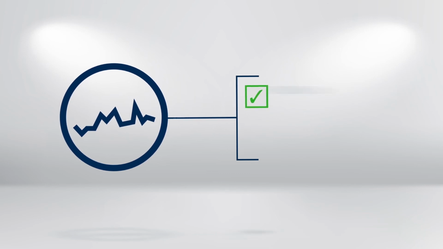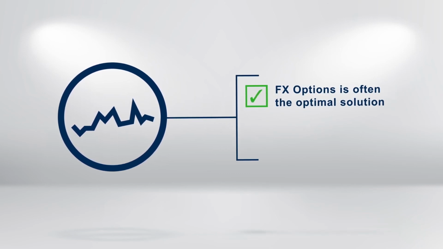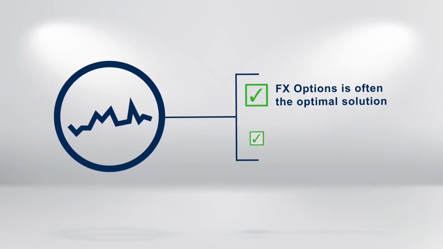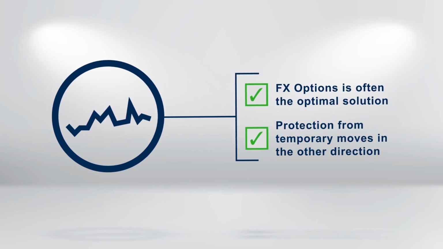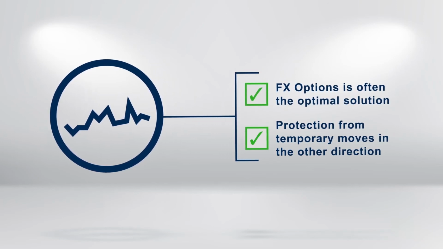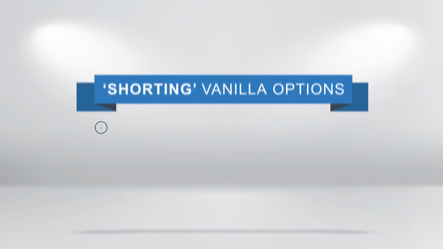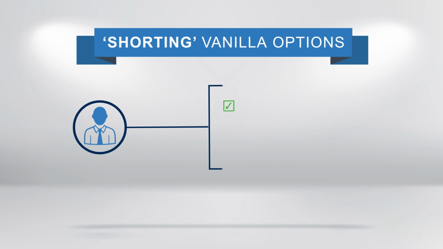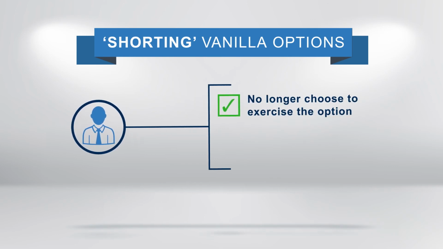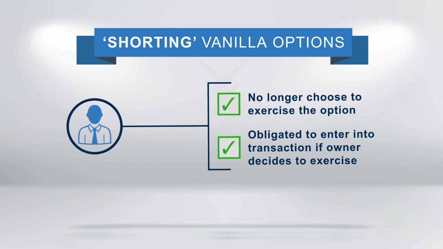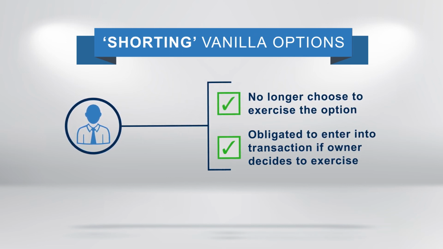When you expect increased volatility in the market, investing via FX options can often turn out to be the optimal solution. Along with the possibility to leverage, you can also get protection against temporary moves in the other direction. When you sell an option, you no longer have all the benefits. For example, you can no longer choose whether to exercise the option or not. Instead, you have to await the decision from the owner of the option.